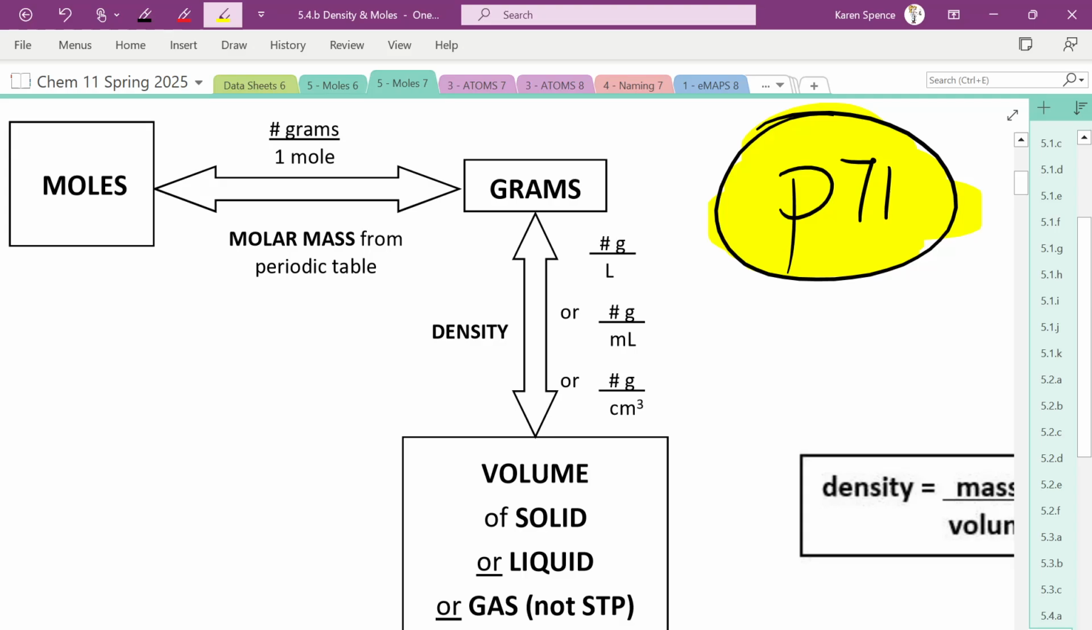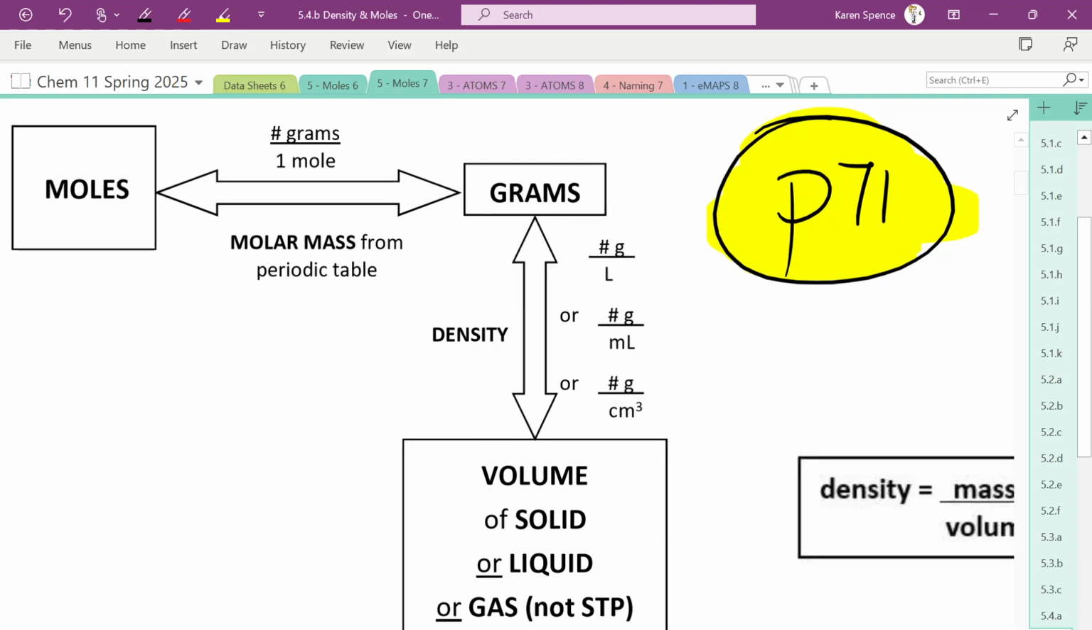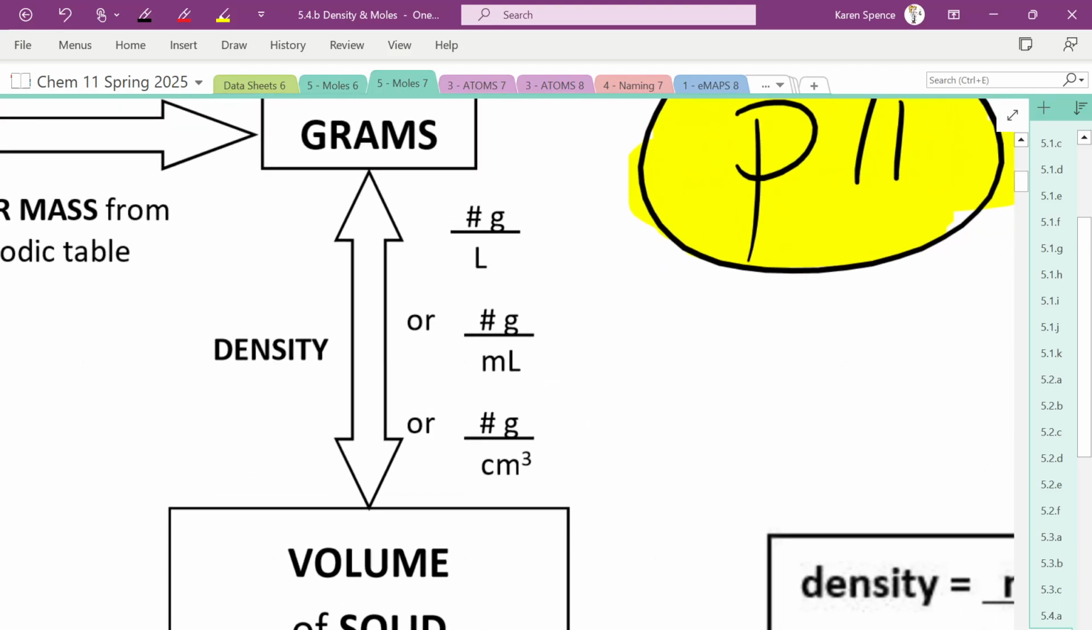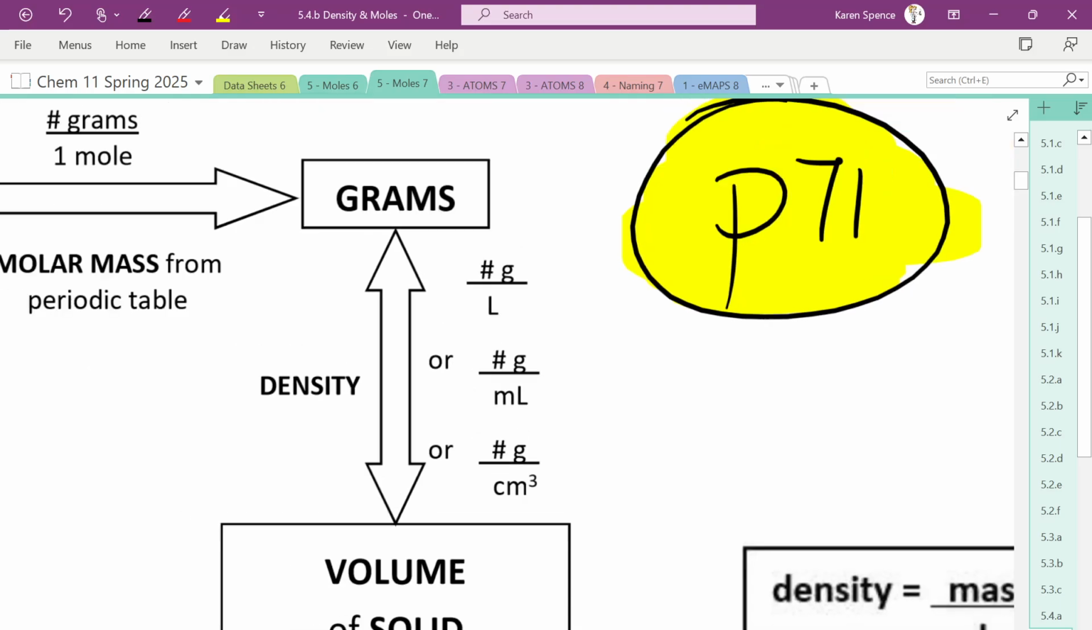This is our 6th conversion factor. Let's stop talking, please. Thank you. You've already done this one. We did it back in Unit 2. It is density. Okay, so it's nothing new.